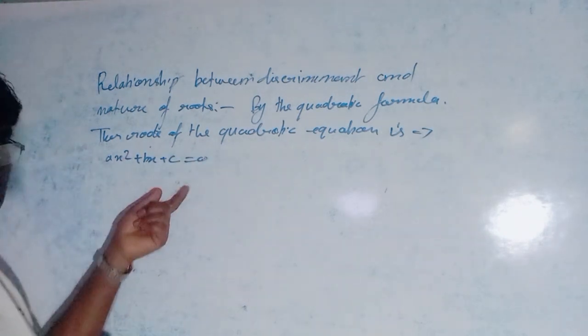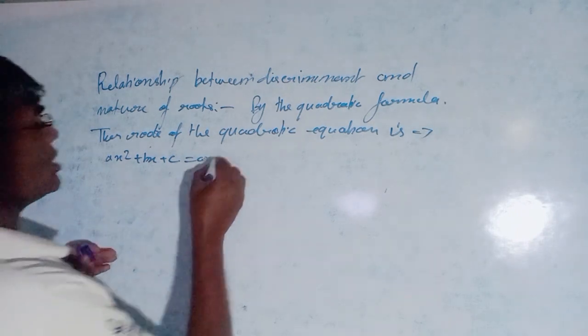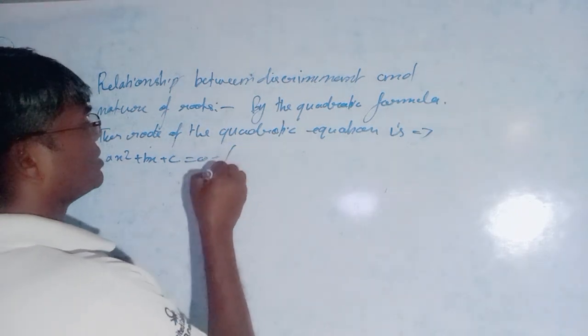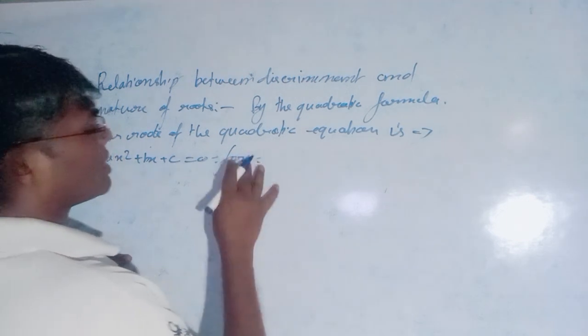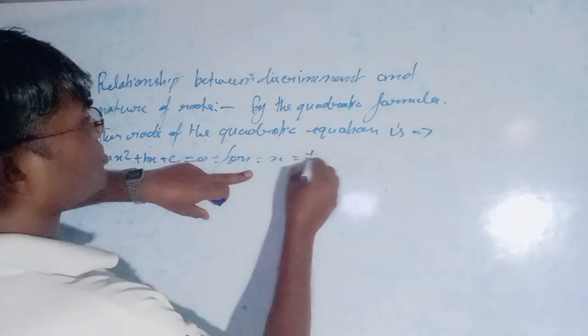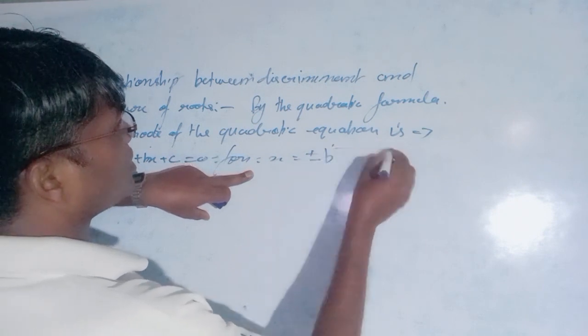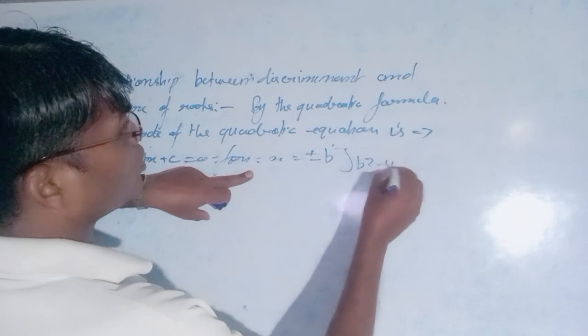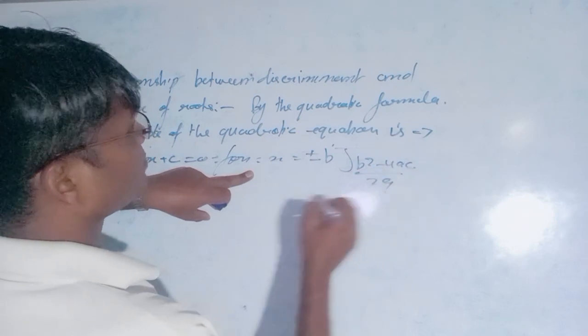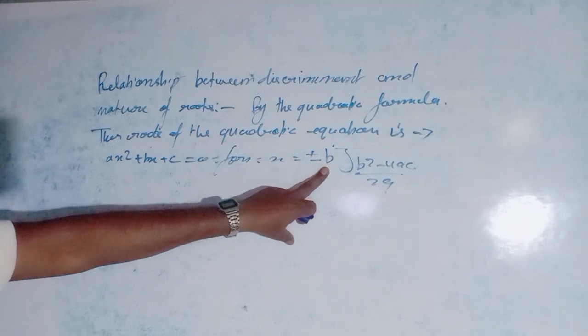These are the standard form of the quadratic equation, and the formula is x = (−b ± √(b² − 4ac)) / 2a. So this is the quadratic formula as we know it.